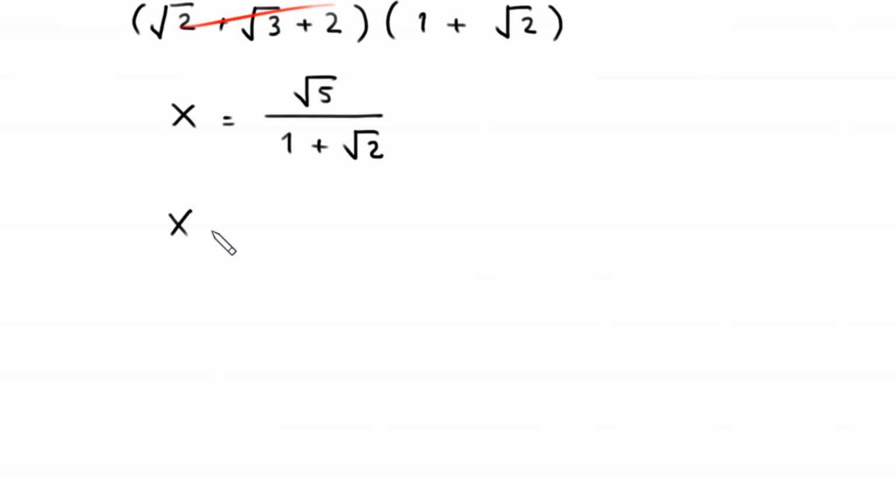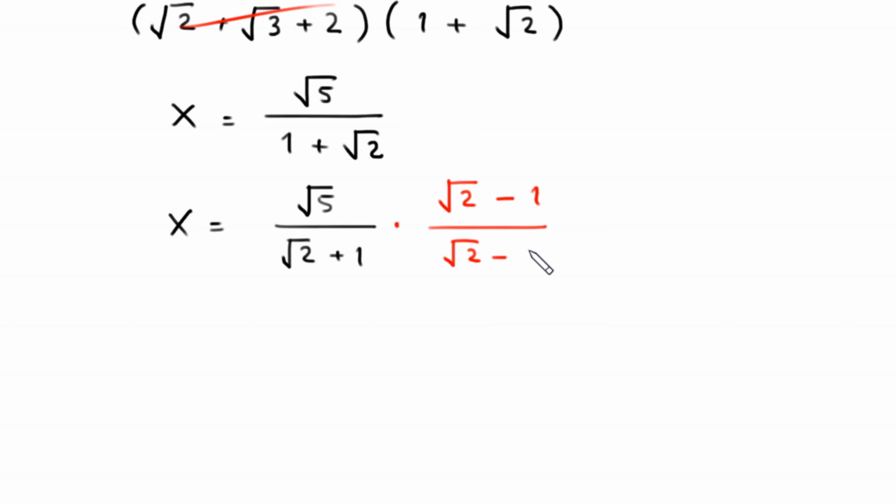Next, x is equal to, we can rewrite this expression as root 5 divided by root 2 plus 1, and to rationalize the denominator we multiply and divide by the conjugate of this expression. The conjugate is root 2 minus 1. We divide by root 2 minus 1.